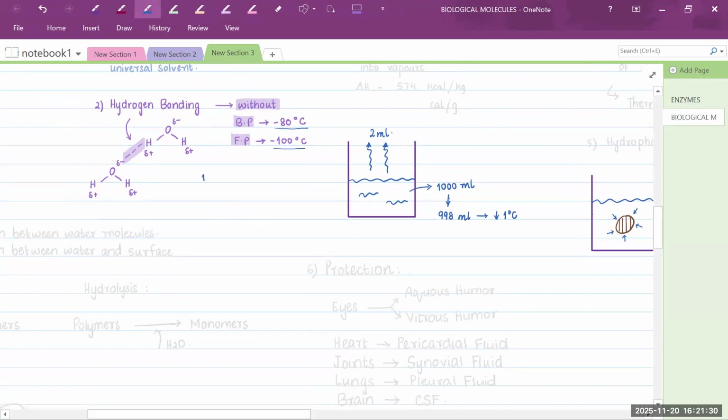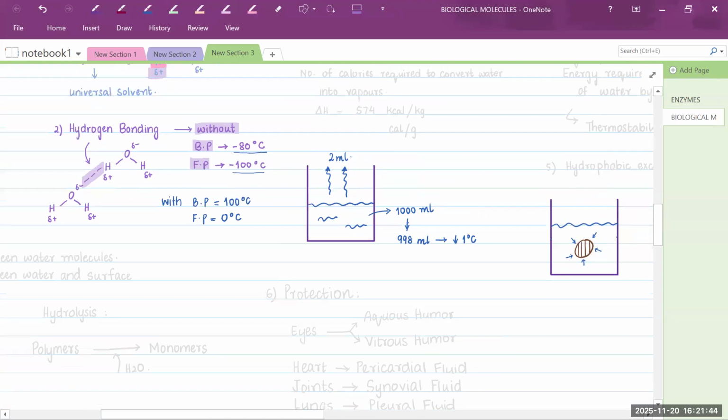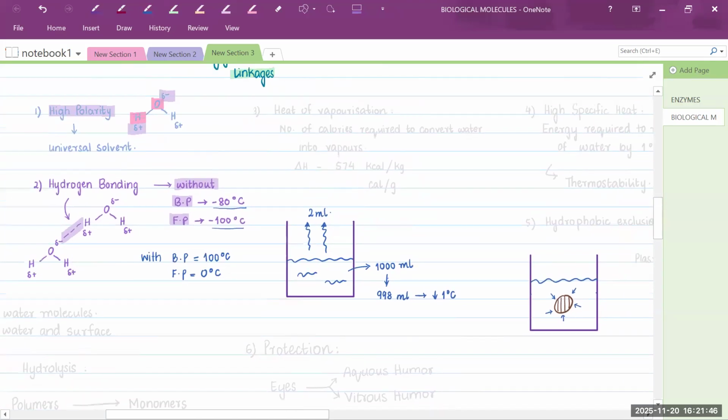As we know, water has a boiling point of 100 and a freezing point of 0 degrees centigrade. So you know the importance of hydrogen bonding and how much it affects the boiling and freezing point.